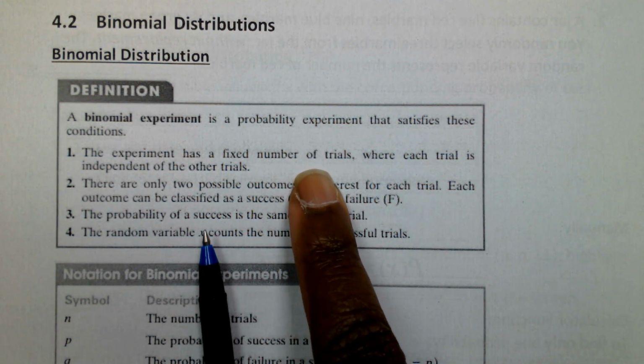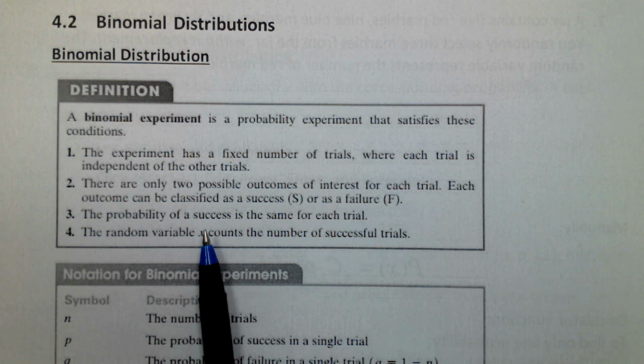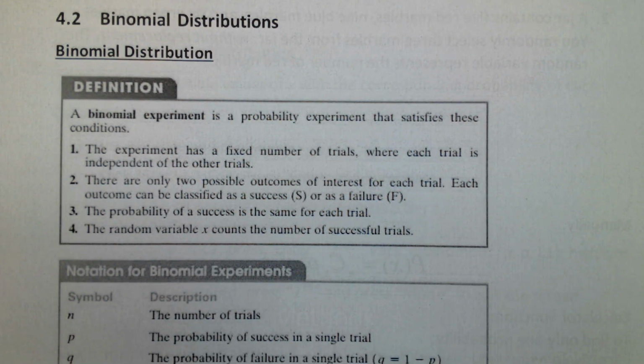Has a fixed number of trials. That means that the number of trials is fixed. You can't take one away at any point. The number is what it is. If we had 10 people in the beginning, we have 10 people in the end. If we have 5, then we have 5. Okay? That's a fixed number of trials.